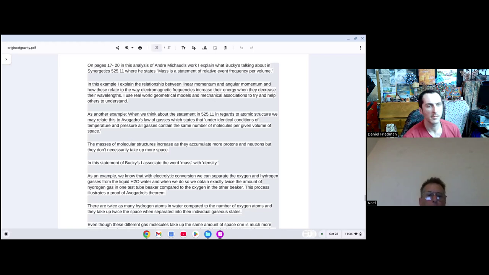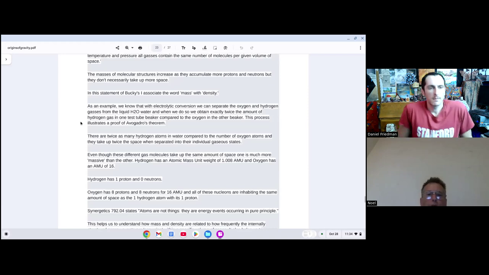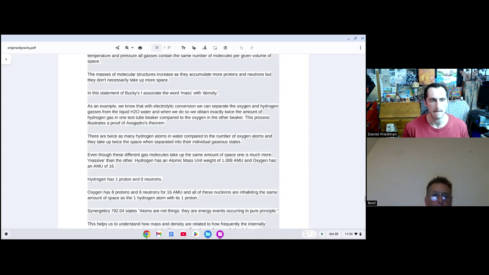The masses of molecular structures increase, so their density increases, as they accumulate more protons and neutrons, but they don't necessarily take up more space. In this statement of Bucky's, I associate the word mass with density. As an example, we know that with electrolytic conversion, we can separate the oxygen and hydrogen gases from the liquid H2O water. And when we do so, we obtain exactly twice the amount of hydrogen gas in one test tube beaker compared to the oxygen in the other beaker.